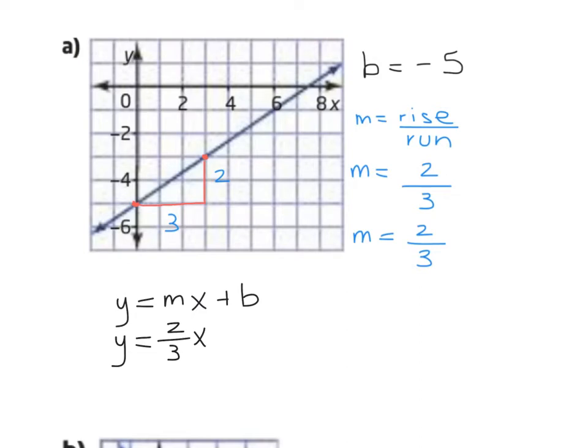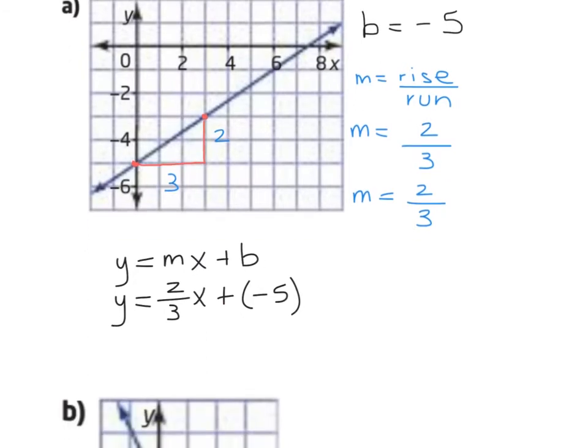Now, my b value was a -5. So you could say plus -5 like this, but remember there's no point in having two signs side by side, and we know that using our sign conventions, a positive and a negative can be simplified down to just a negative or a minus sign. So you should be writing your equation as follows: y equals 2 over 3x minus 5.